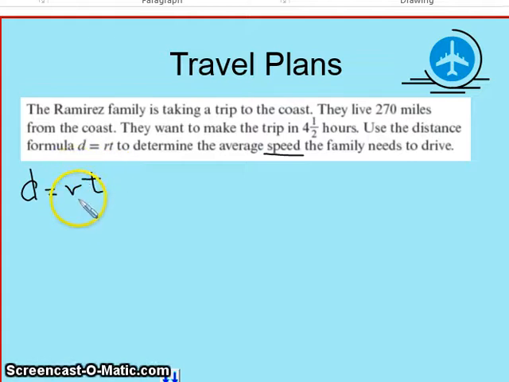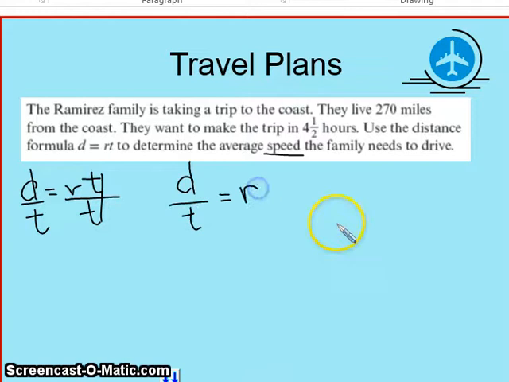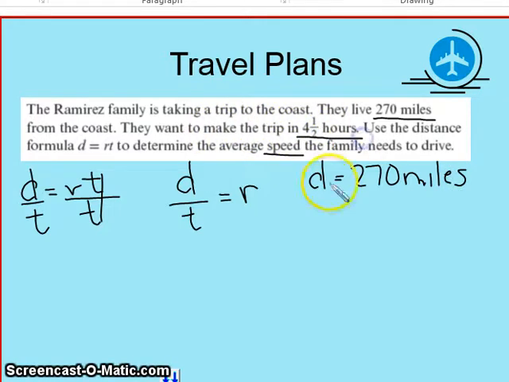Now if we knew the rate, we would multiply rate times time. Since we don't know the rate, we are going to do the opposite and divide by time. So now over here time cancels, and we've got d divided by t, or distance divided by time, equals r. They've given us a distance, 270 miles. That's how far away they live from the coast. So d is going to be 270 miles. They've also given us a time that they want to make the trip, which is 4.5 hours. So their time is 4.5 hours.